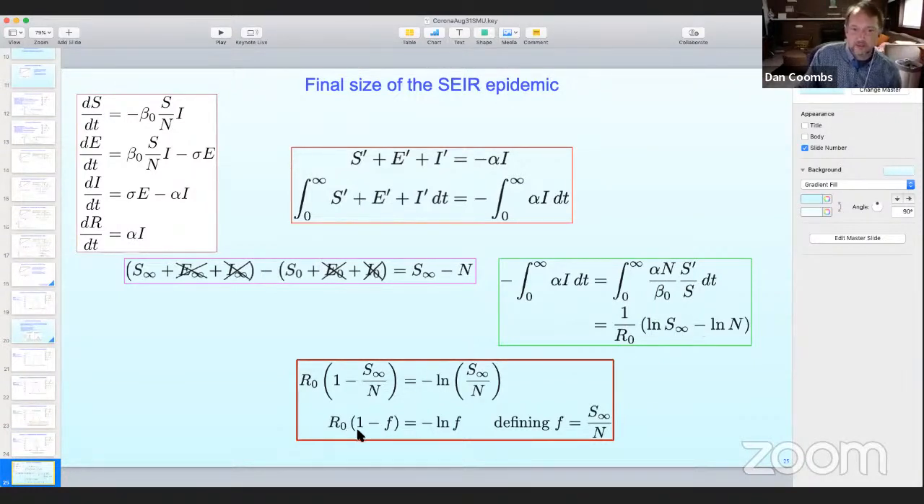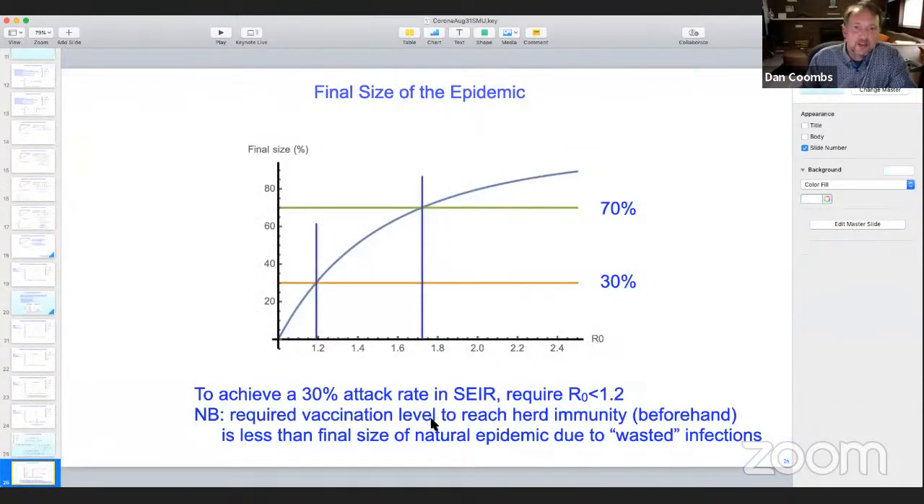And then I can basically write that in the end, R naught times 1 minus the fraction of people who never become infected is equal to minus the log of the fraction of people who never become infected. And this is just a fact, and you can do this kind of calculation for a lot of models of this type. And it's probably better shown as a picture.